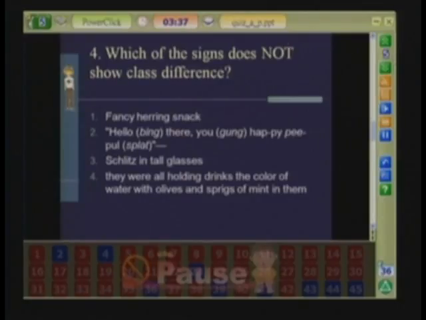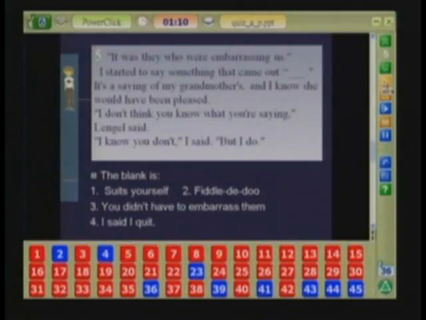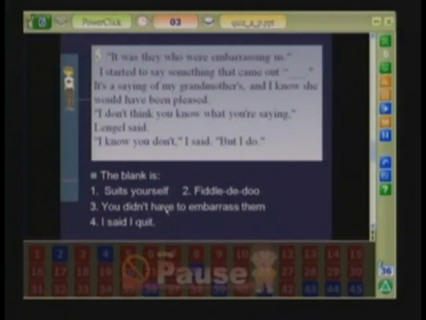Okay, the next one. Okay, let's take a look. Originally, for number 3, I wrote nonsense. But I don't want to trick you because fiddle-doo means nonsense. So some of you may remember the meaning and then choose nonsense. But then I think you will get that will not be the right answer.